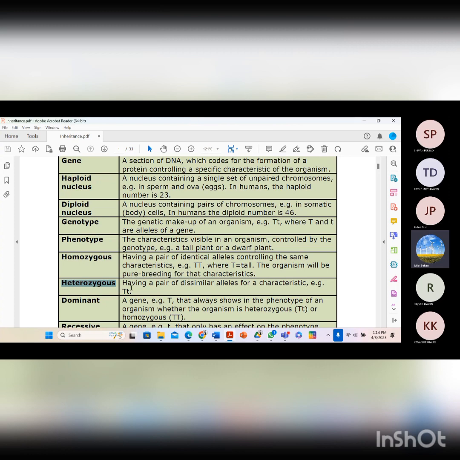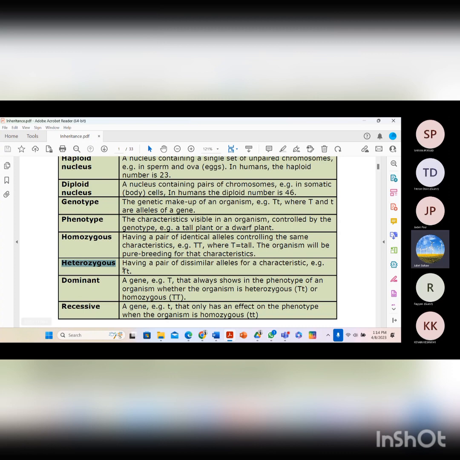So in symbol form, we illustrate a capital and a common letter for heterozygous. Now the capital means it's dominant. Dominant means something is standout, something is purebred, a particular trait that is more common in a population. So here we are saying dominant is a gene, example capital T, that always shows in the phenotype of an organism whether the organism is heterozygous or homozygous.